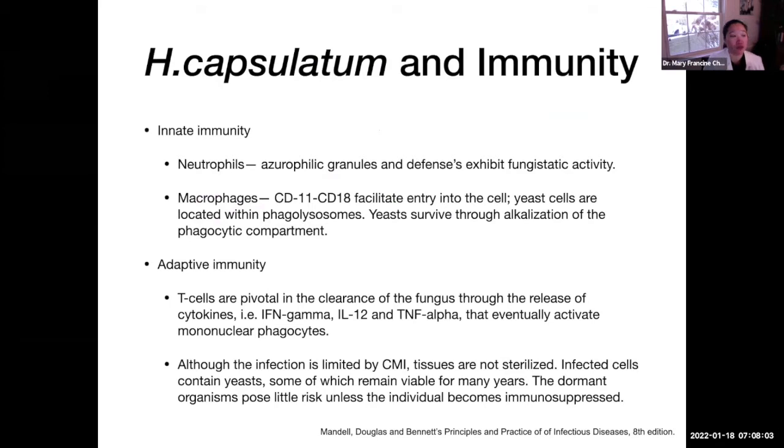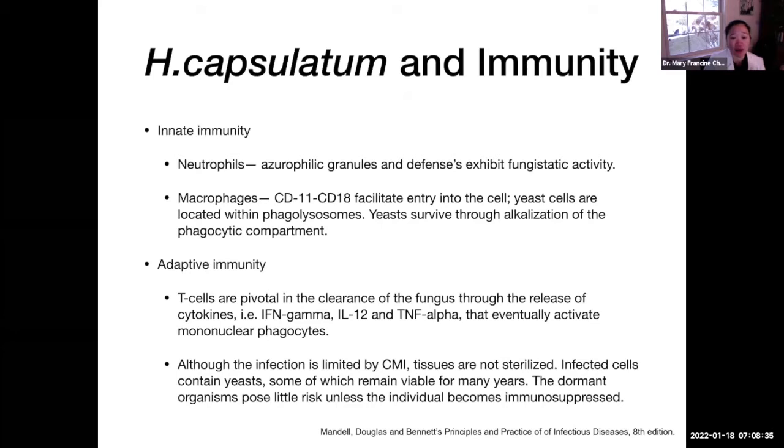So, our body has our own ways of trying to avoid these kinds of infections. So you have your innate and your adaptive immunity. For your innate immunity, the things that you have to fight against infections like histoplasma, one are your neutrophils. The granules in your neutrophils do have defensins as well that exhibit fungistatic activity.